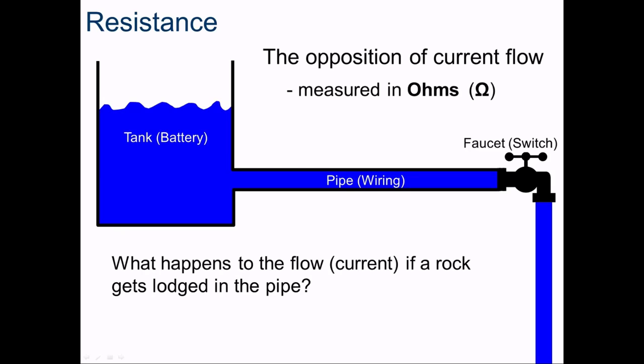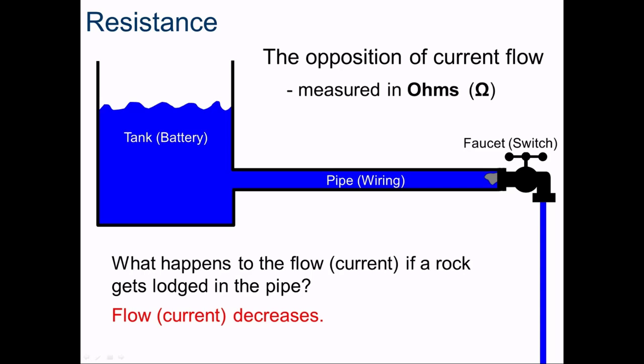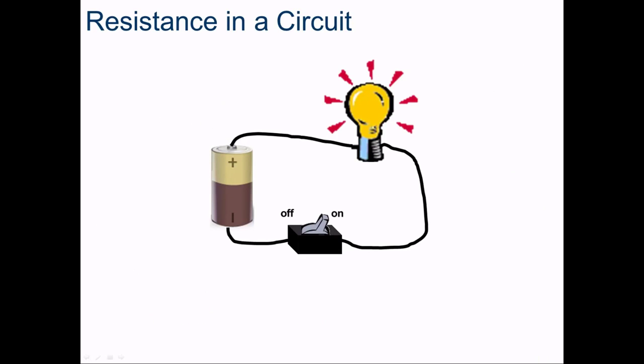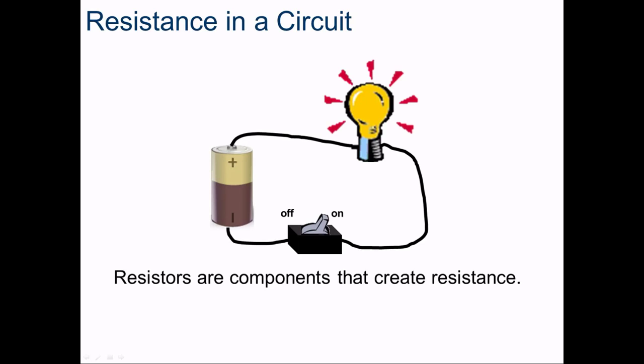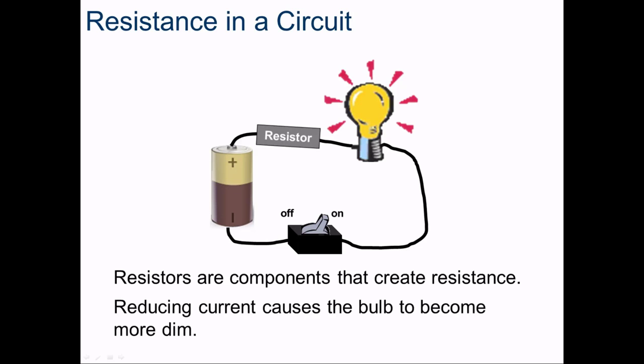What if we threw a rock in there? If we threw a rock in this pipe, that would definitely hinder or slow down our flow, or our current. Flow or current would decrease. Resistance in a circuit: resistors are components that create resistance. If I place a resistor in this circuit, it will reduce the current, causing the bulb to become more dim.